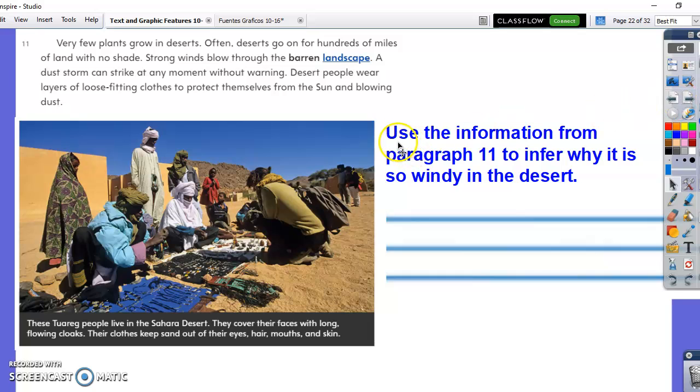And again, this question says, use the information from paragraph 11 to infer why it is so windy in the desert. And that is really coming from the first part here. Very few plants grow in the deserts. Often deserts go on for hundreds of miles of land and no shade. So it doesn't explicitly tell you why the desert is windy, but it does tell you that there's no plants. Also, the deserts go on for miles of land with no shade. So without trees, without plants, without buildings, there's nothing to stop the wind. So the wind just goes on and picks up speed.